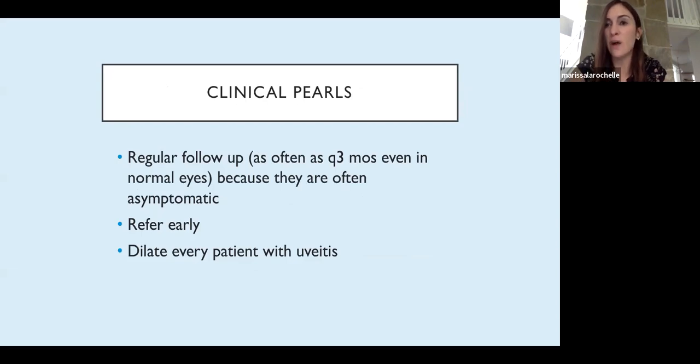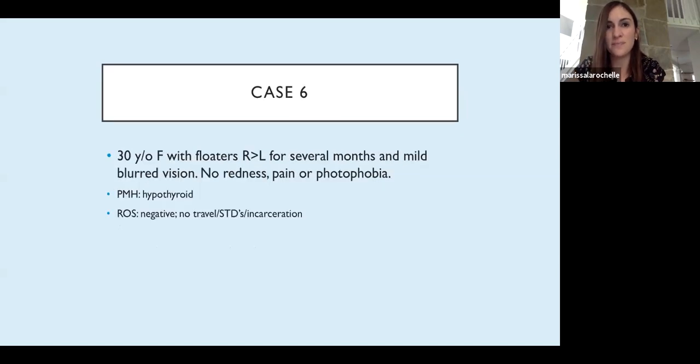These patients need to be followed regularly, even if they don't have any history of uveitis or any symptoms. And there's charts for the guidelines of how frequently they need to be monitored based on age, ANA status, duration of disease, but sometimes it's as frequently as every 3 months. Refer early and dilate every patient with uveitis.